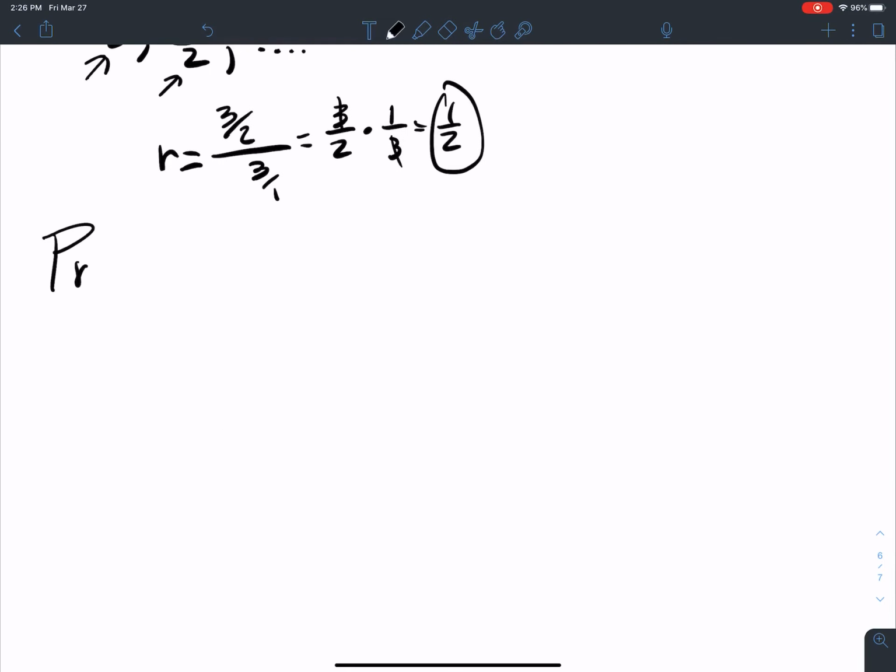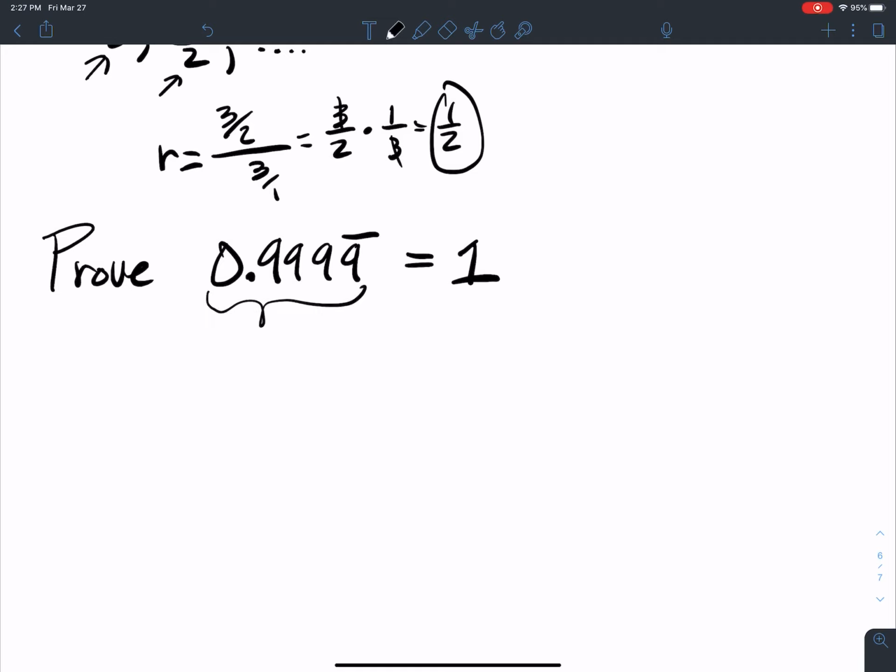We're going to prove that 0.9999 repeating forever and ever is equal to 1. Okay? We're going to prove this, and we're going to prove it using geometric series. So how can I rewrite this number in terms of a geometric series?